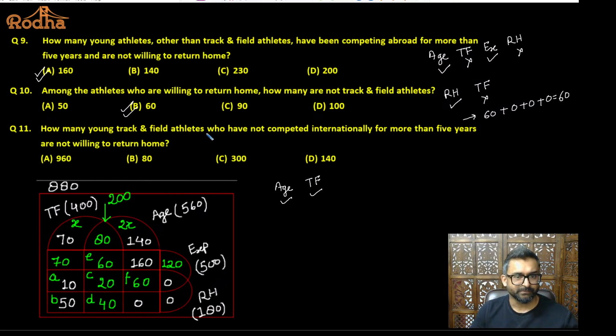Yes or no? And do not have competed intensely for more than 5 years, meaning they do not have experience. And not willing to return to home. They are not willing to return to home country basically. That means age and track and field athletes only. Age and track and field athlete only. What will the answer be? Age and track and field athlete only. That is 80.